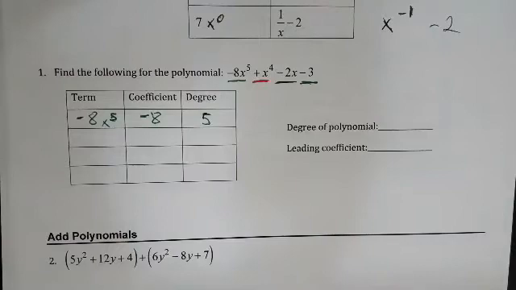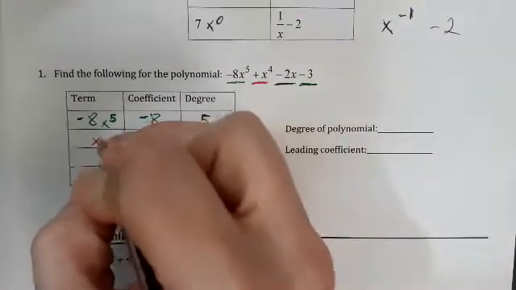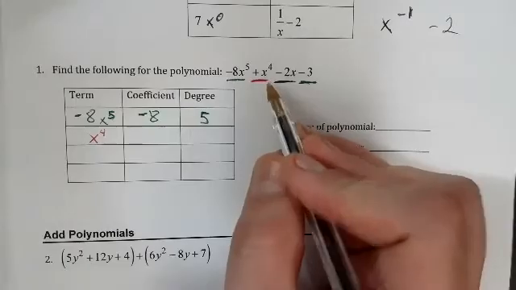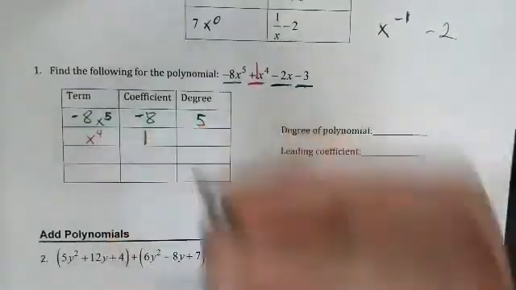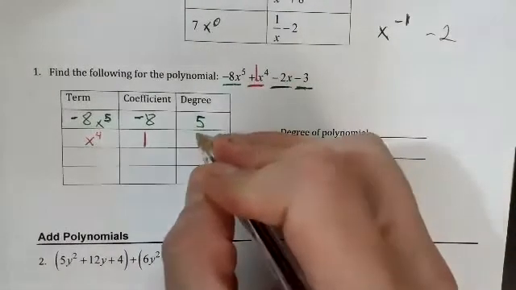Okay. The next thing I see there is plus x to the 4th. So I have an x to the 4th. My coefficient on this thing: if I don't see a coefficient, always write 1 on there. And the degree on this guy.